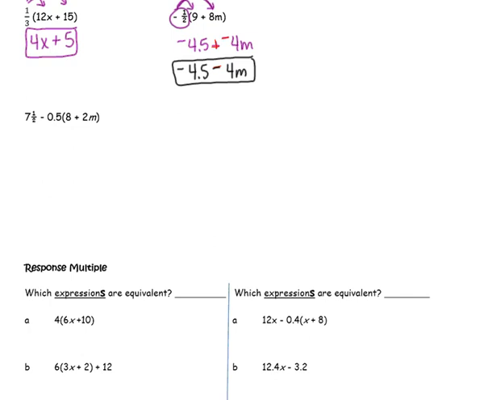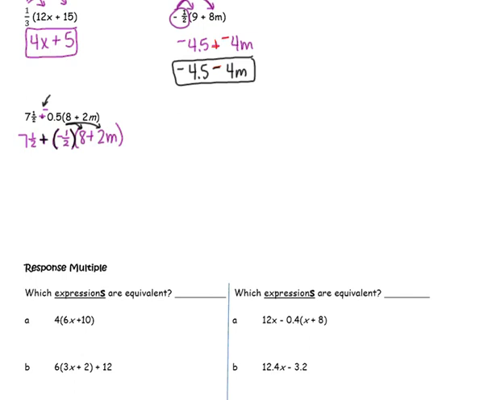Next, you want to rewrite this subtraction as adding the opposite. So that becomes plus negative 0.5. I'm going to use a 1/2 instead of 0.5. So this becomes 7½ plus negative 1/2 times the quantity 8 plus 2m. Remember to do this multiplication of 1/2, distributing it to both terms before you do this addition. The order of operations says that you must finish multiplication before you can do adding and subtracting.